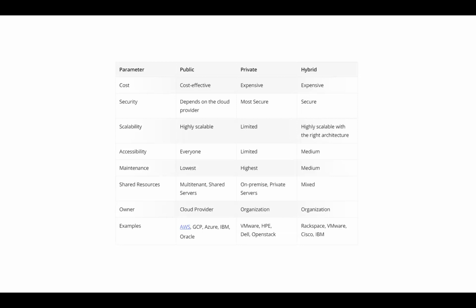And if you come to the private, it is more secure because all the resources and all the data are managed or used by the specific organization only. So there will be no third person involved in this. So it is highly secured. And the hybrid is also secured. And coming to the scalability, public is highly scalable.